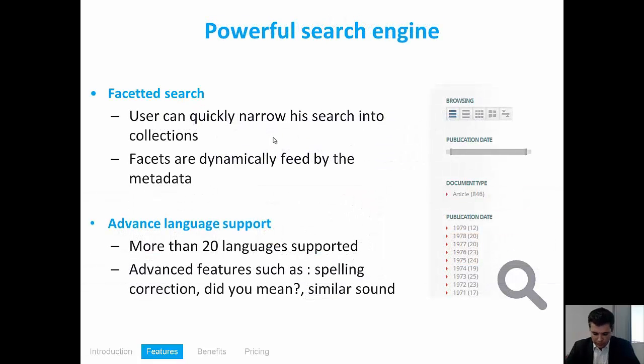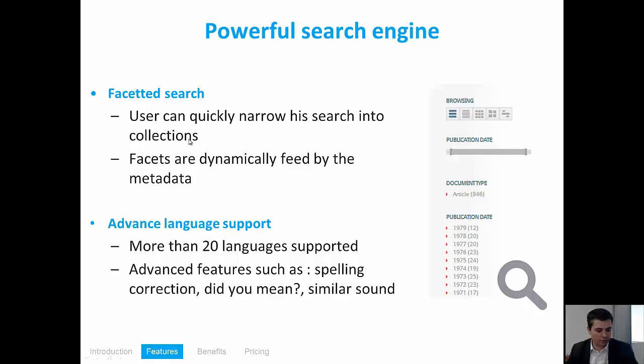One of the first very important points about a digital library is the search engine that is behind. So for Lim Gallery, we are embedding a very powerful search engine that enables faceted search so that users can very quickly find what they are looking for and narrow their search into smaller collections.